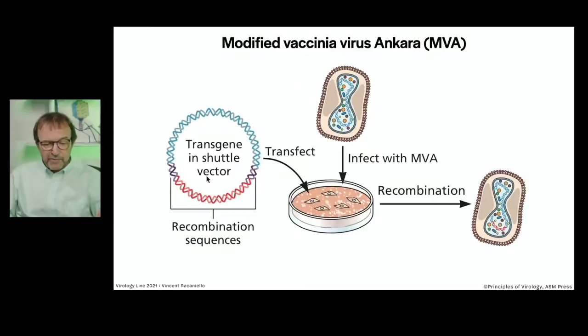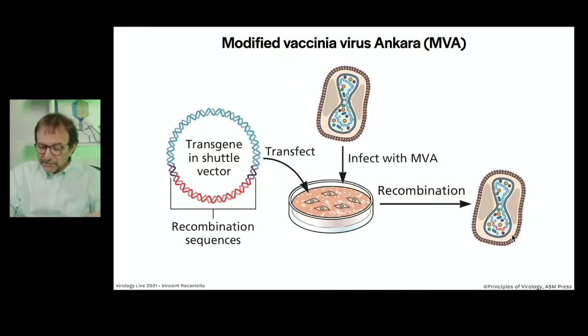And the purple sequences are sequences homologous to, say, the MVA genome. And they will direct recombination in a cell. So you take this plasmid, you transfect it into a cell, you infect the cell with MVA, and the two DNAs will recombine, and out will come recombinants with your transgene. And you can screen them very readily for the presence of the transgene, which is shown here in red in the viral DNA. And then that can be used for whatever application. And we'll talk about applications of all of these in a bit.